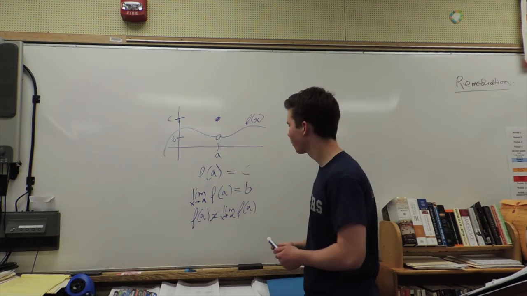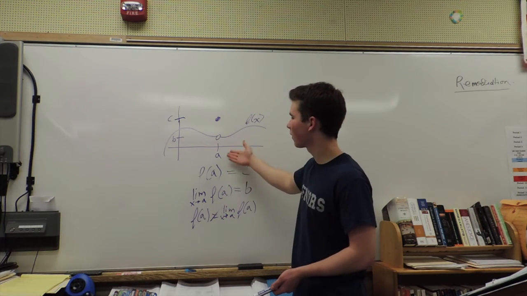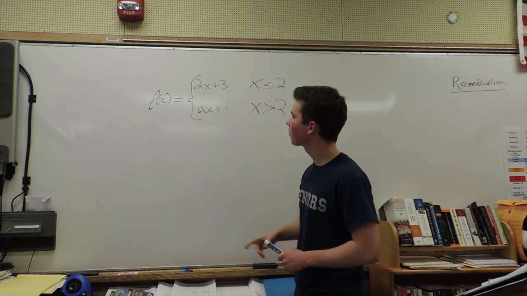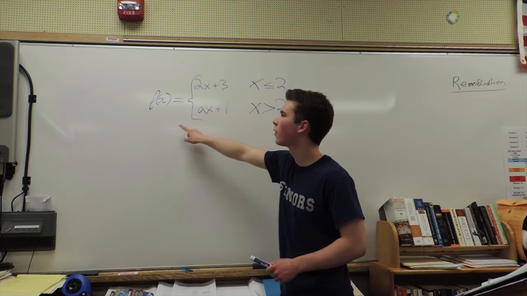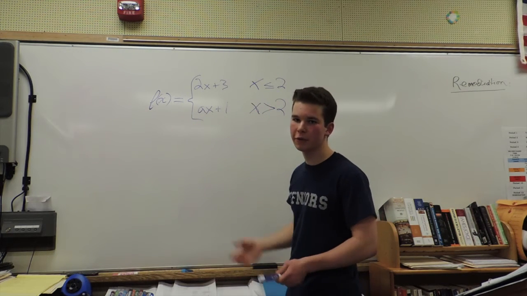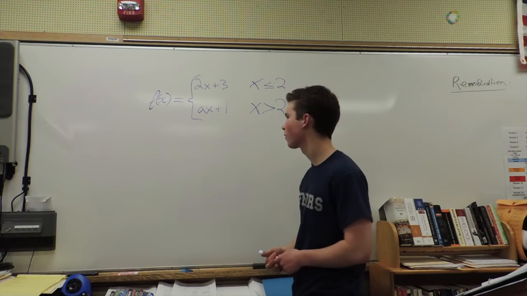Brilliant. Now it's important to be able to do the math behind this, because sometimes you don't have the graph or it's not something that you can graph. What this problem wants us to do is to find a such that this function is continuous at x equals 2. That's a piecewise function. A lot of these functions that have to do with continuity are piecewise functions.